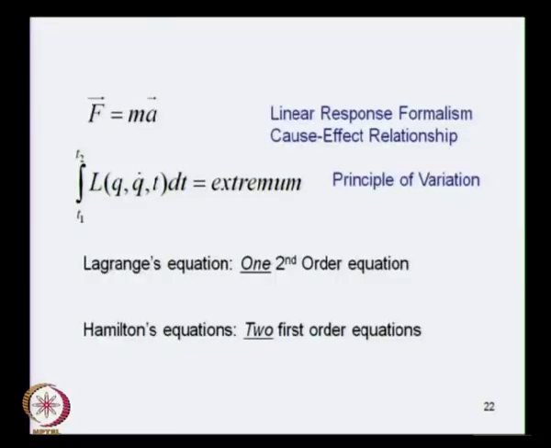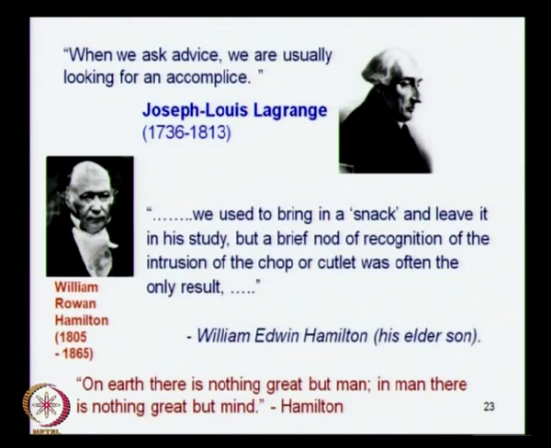So, we will develop these formulations, the Newtonian formulation, and we will meet an introduction to Lagrange's formulation and Hamilton's formulation of classical mechanics. These formulations are more recent. Both Lagrange and Hamilton were brilliant mathematicians and physicists. Here is a very well known quote of William Hamilton, who was the elder son of the Hamilton after whom Hamilton's principle is known, who was William Rowan Hamilton.